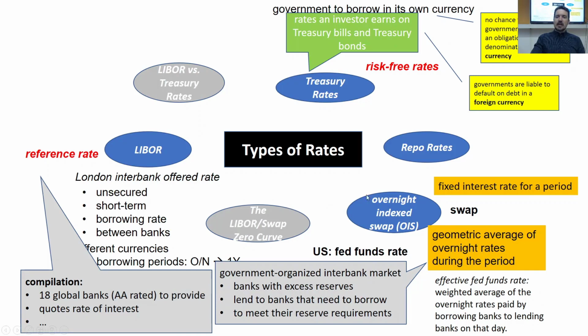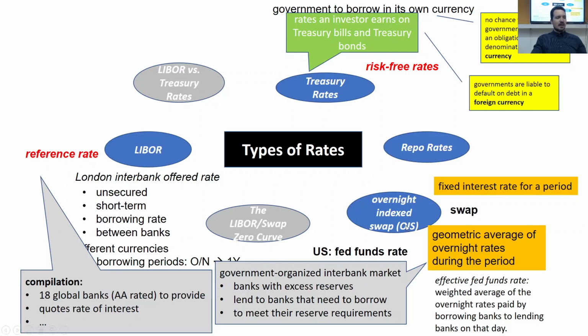And in the case of overnight index swap markets, practically this is where they are looking for reserve investments. So what happens with banks with excess reserves, which are lending to other banks that need to borrow to meet their reserve requirements? Practically, it's on the interbank market, but this is for really short term. So that's why it's overnight.